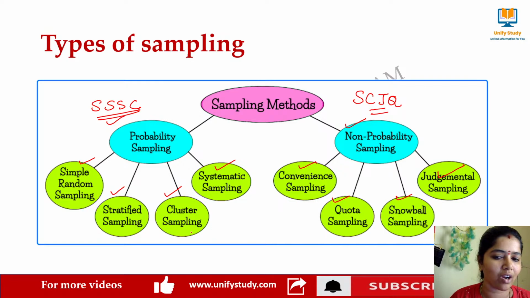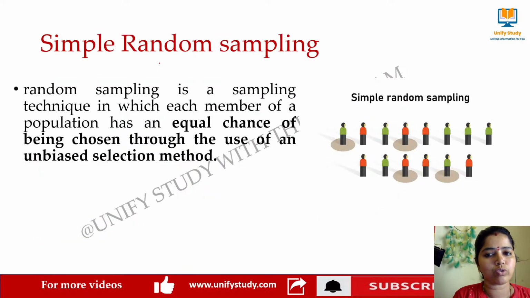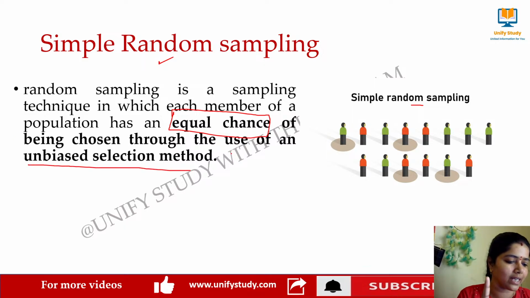Seetal, that MC and all multi-cluster, right? Yes. So we will see it. First, simple random sampling. What do you mean by simple random sampling? Each and every member of the population gets an equal opportunity to be part of the sample, and that we call simple random sampling. The keyword is equal chance: equal chance of being chosen through the use of an unbiased selection method.